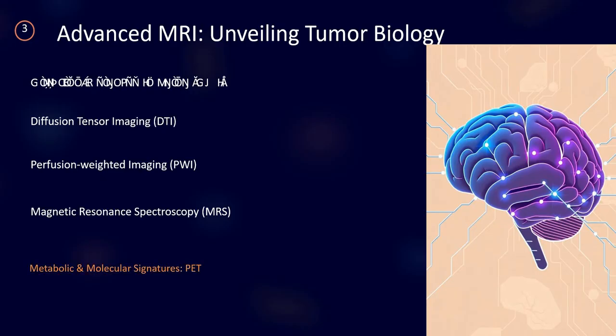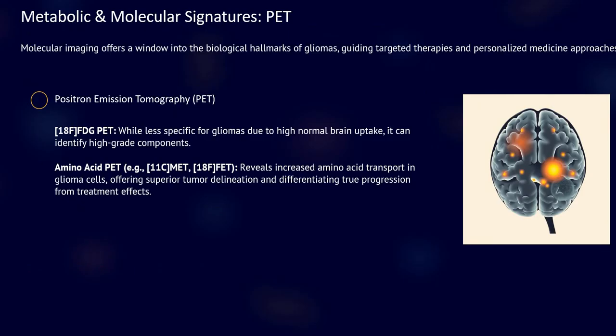Lastly, metabolic or molecular PET imaging. FDG is less sensitive for glioma due to high normal brain uptake, but there are other tracers, more amino acids, like methionine and fluoroethyltyrosine PET-CT, revealing increased amino acid transport in the glioma, offering superior tumor delineation, and it's used in differentiating progression from pseudoprogression in the post-therapeutic stage.